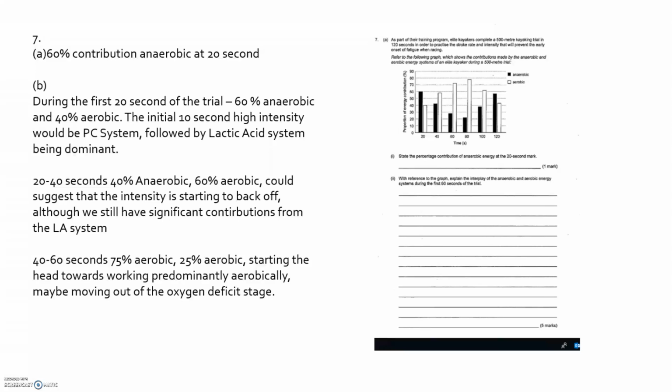Again, that's not really an easy one to break down in terms of maybe a game situation where you can get different movements to look at. But there are 3 parts of the graph that you can look at. You make your assessments of the percentage of anaerobic versus aerobic, and then you can talk about systems.